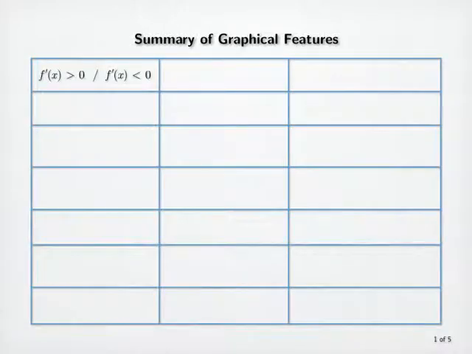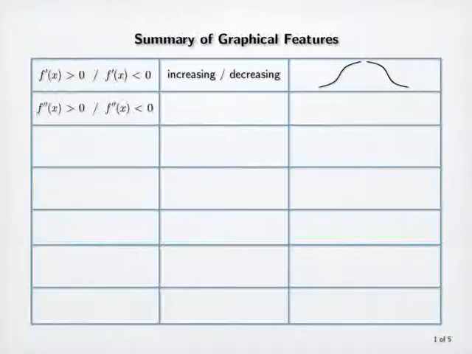The sign of the first derivative of f is an indicator of whether the function is increasing or decreasing. The sign of the second derivative of f is an indicator of whether the graph of f is concave up or concave down.